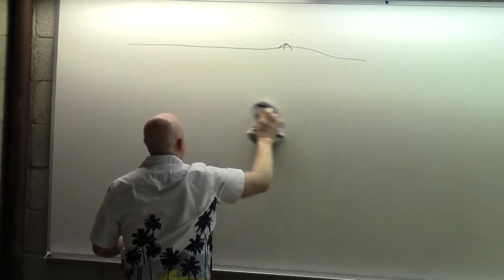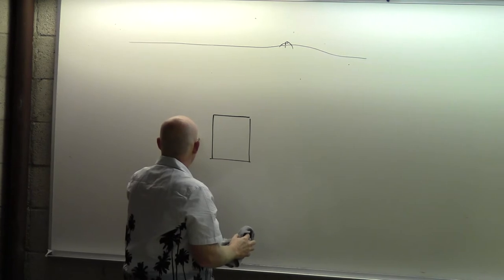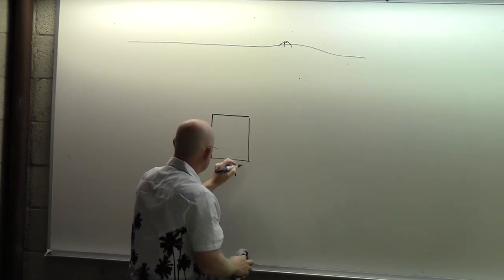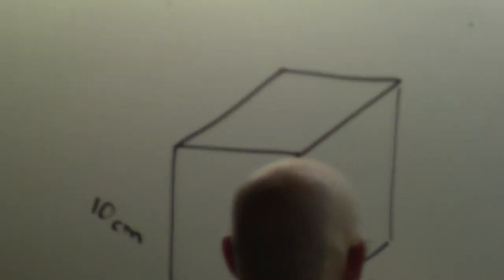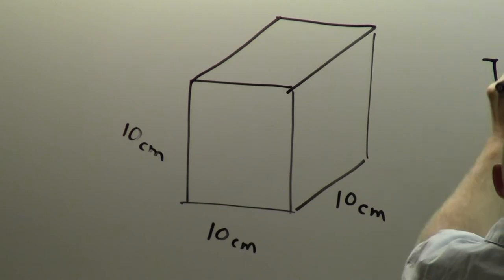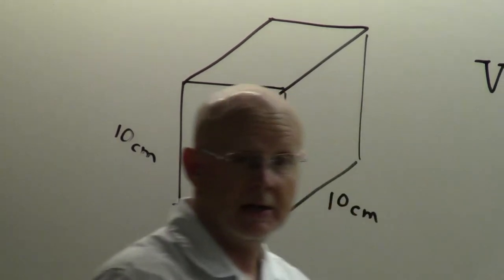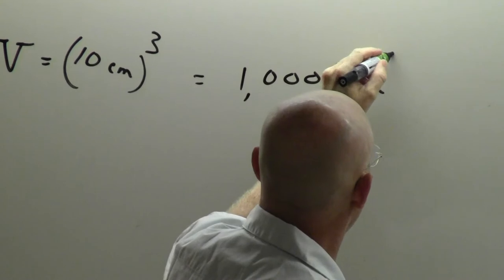I kind of think they're a waste of a unit because we already have cubic centimeters. But since it's used quite a bit, maybe more in chemistry than in physics, let me at least mention it here. And so if you take a box that is 10 centimeters by 10 centimeters by 10 centimeters, its volume then would be 10 centimeters times 10 centimeters times 10 centimeters. That comes out to be 1,000 cubic centimeters.